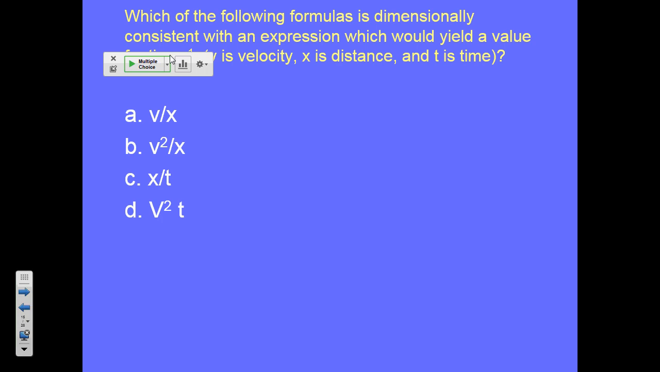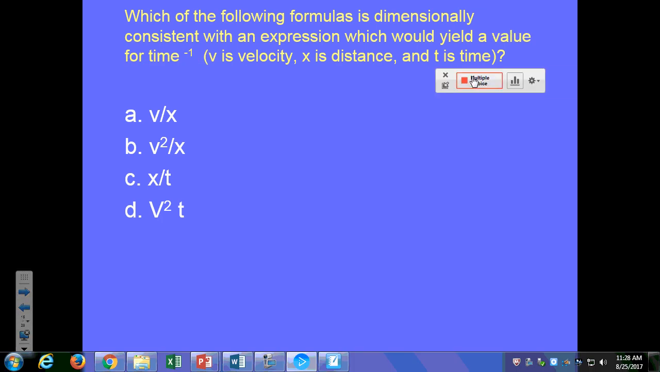All right, which of the following is dimensionally consistent with 1 over time? So which of these equations gives you 1 over time, or 1 over seconds? And by the way, this capital D is still velocity, it's not volume. Velocity is meters per second.